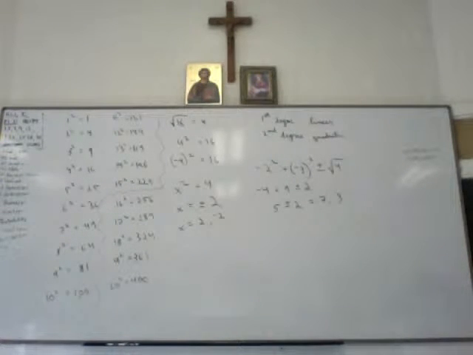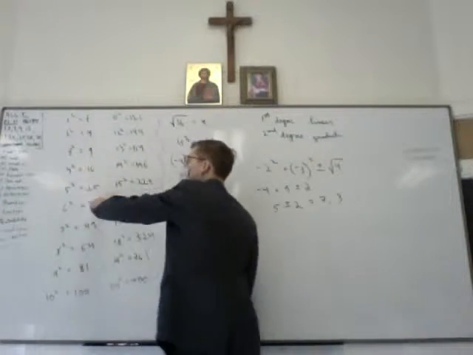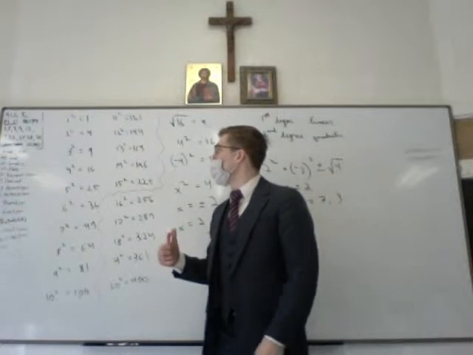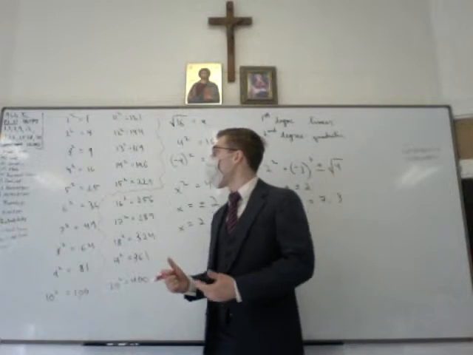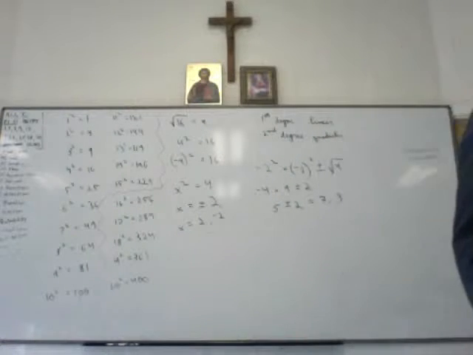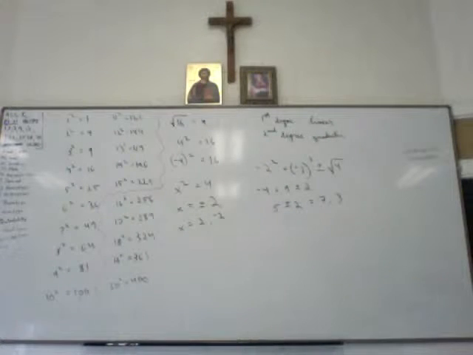Now notice that there are large gaps between these, what we call perfect squares. So for example, if I ask you to tell me roughly how big the square root of 10 is, give me an estimate. How big is the square root of 10? Approximately. Square root of 10, not 10 squared.